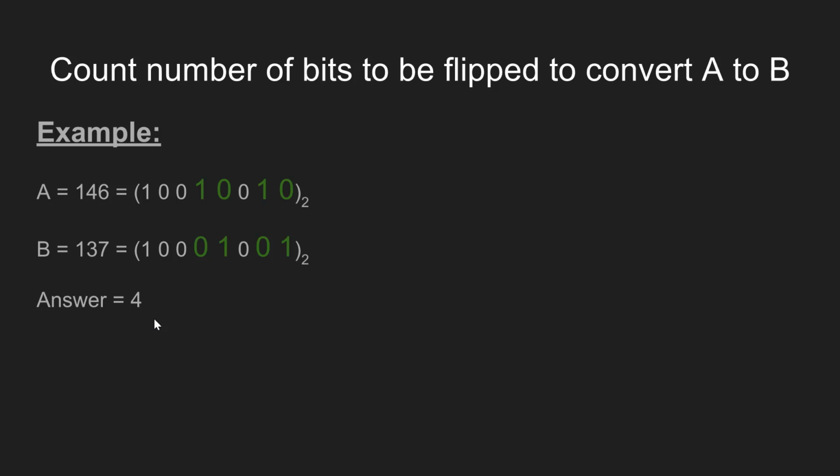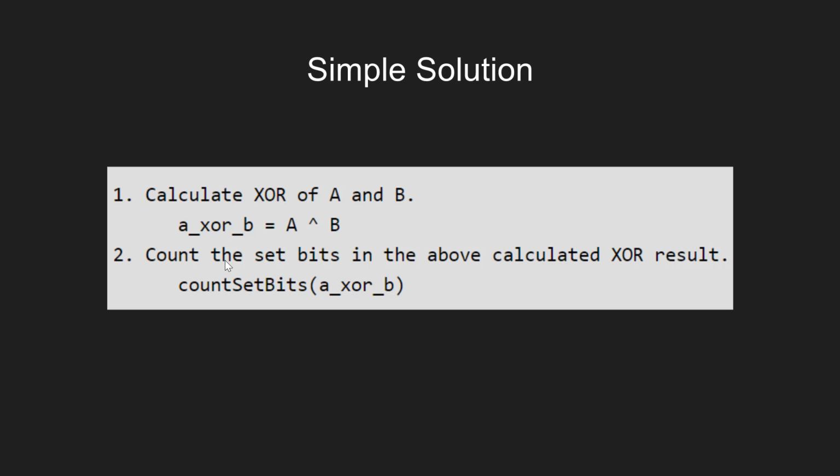Now, can you suggest any approach for solving the given problem? Well, here we just need to count the number of bits which are different in A and B, and those bits can be identified by performing the bitwise XOR operation between them. Hence, the two-step solution says: in step 1, take the XOR of the two integers, and then in step 2, we just return the number of set bits in that.